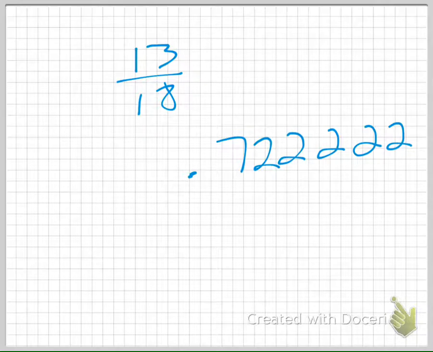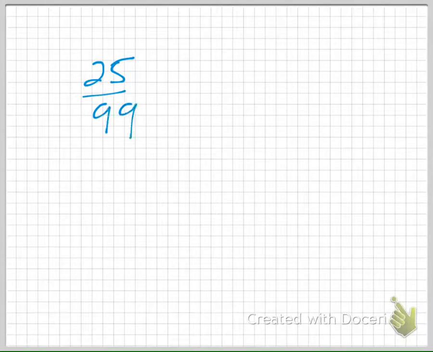So when you look at that on your calculator, how do you write this? How do you write it, Gigi? 0.72 with a dash over the 2. Over just the 2, right? Makes sense? Okay. Try this one. 25/99. Try 25/99. Sheena, what does it go? Tell me what it says on the calculator.